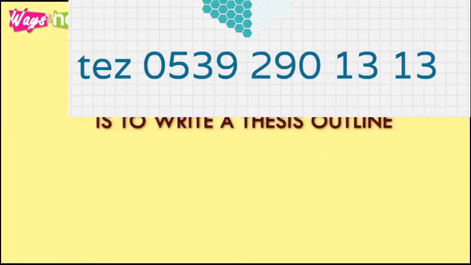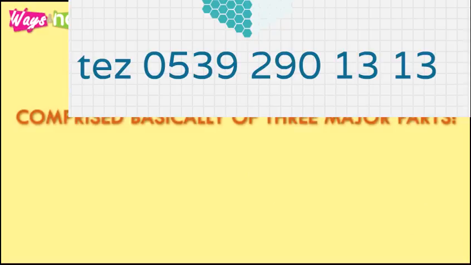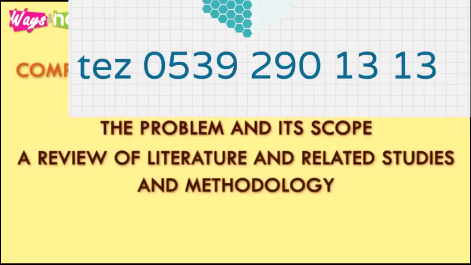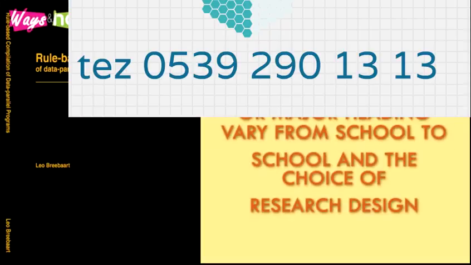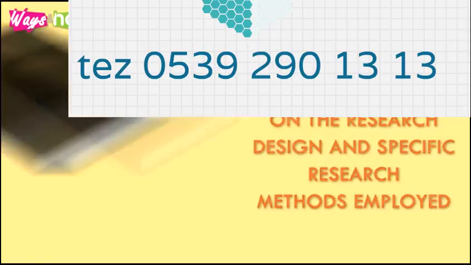5. The fourth step is to write a thesis outline. This entails knowing the parts and subparts of the thesis. Usually, an academic thesis has to be proposed first before it can be conducted. The thesis proposal is comprised basically of three major parts: the problem and its scope, a review of literature and related studies, and methodology. The subparts or sections in each chapter or major heading vary from school to school and the choice of research design.